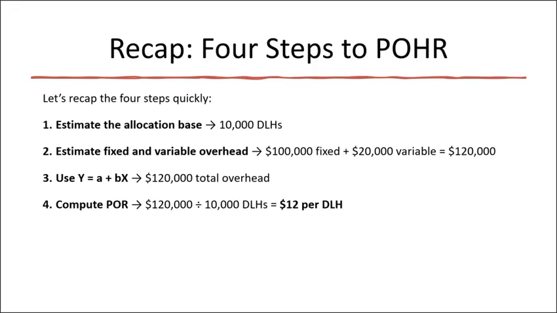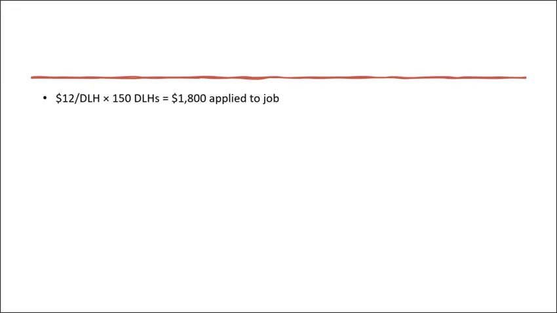And again, why not just wait and use actual overhead? Because the actual costs fluctuate. Heating bills spike in winter. Machines break down. And that would make identical jobs look more or less expensive for no good reason. Also, you wouldn't know the true costs until the end of the year. Okay? So let's now apply overhead to jobs.